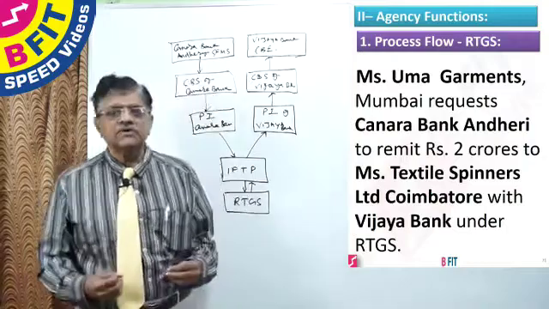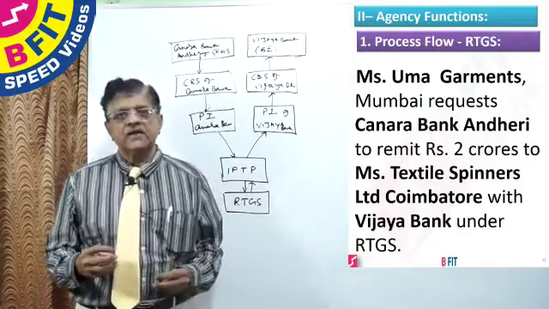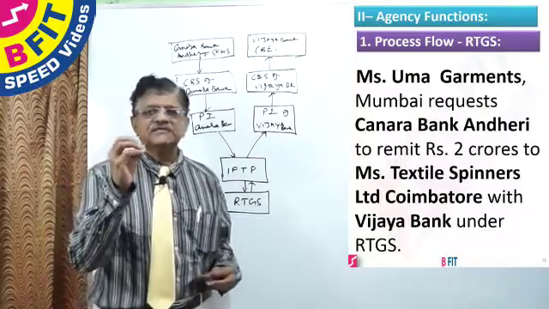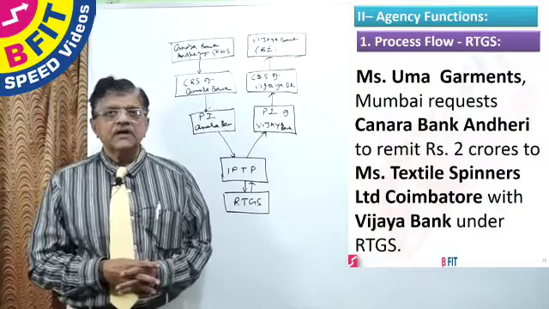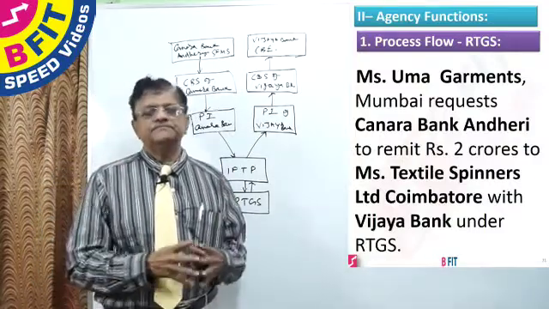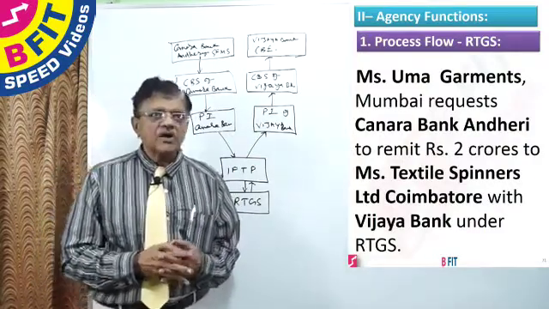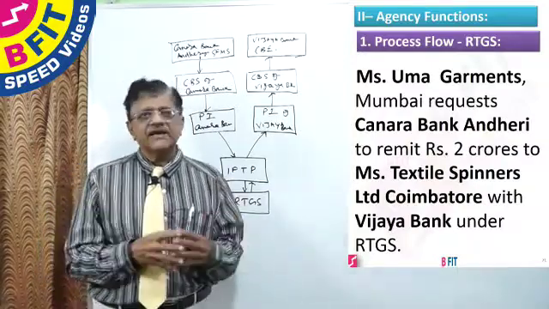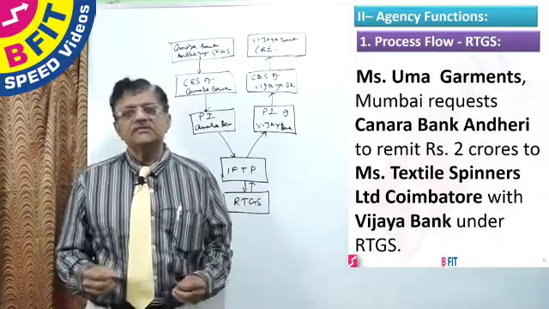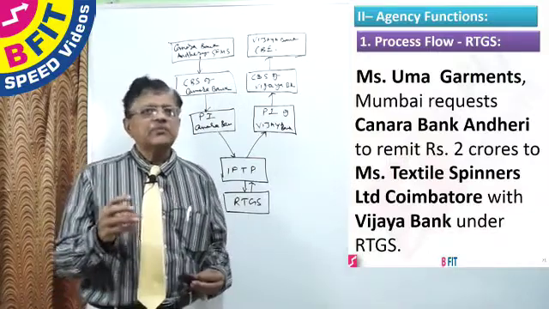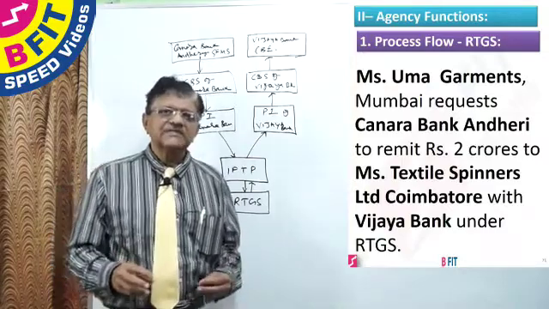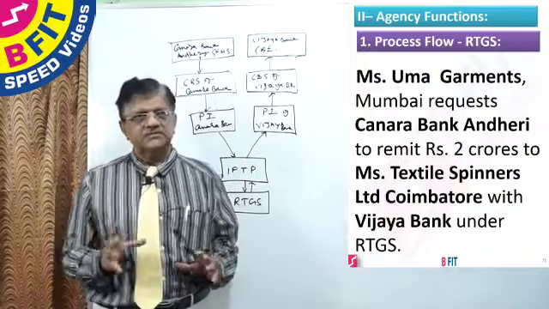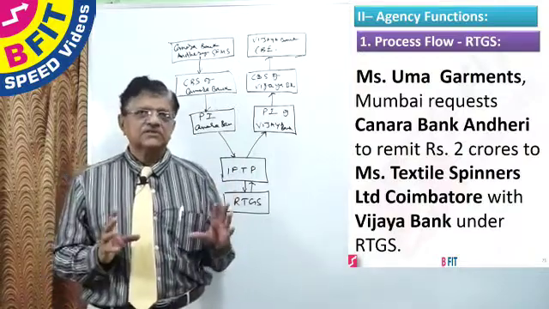Now let us see about the architecture and process flow of RTGS transaction. Let us take one typical example. Messrs. Uma Garments of Mumbai, having an account with the Canara Bank Andheri branch, want to remit rupees 2 crores to Messrs. Textile Spinners Limited, Coimbatore, with Vijaya Bank under RTGS.